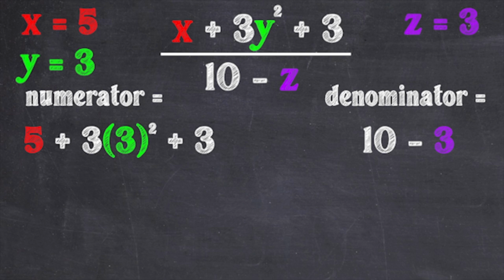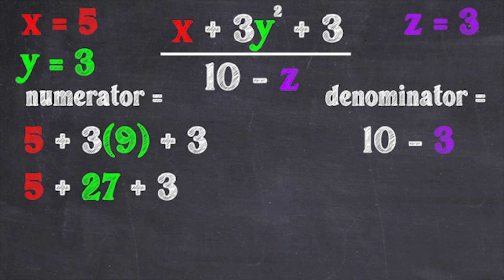According to the order of operations, we need to evaluate that first. Here, the term involving the exponent is 3y squared, which is 3 times y times y. After plugging in 3 for y, this particular term would reduce to 3 times 3 times 3, which is 27. Therefore, in the numerator, we are now left with the terms 5, 27, and 3, all of which need to be added together. Adding them gives us 35 as the numerator.